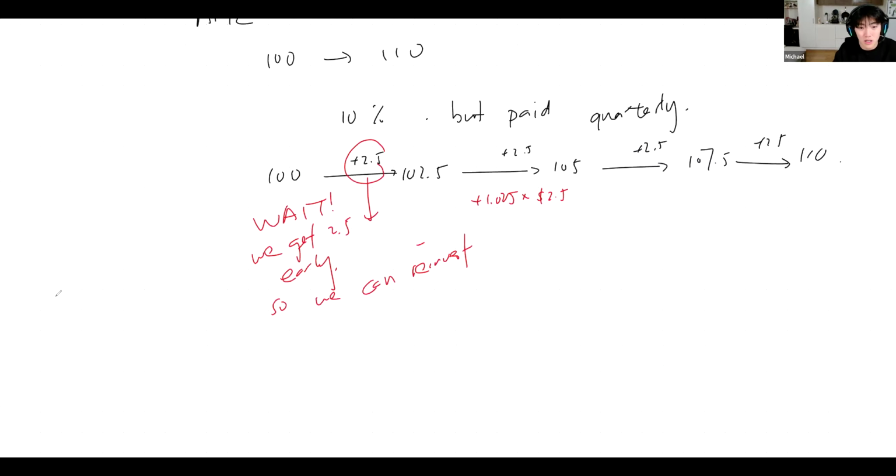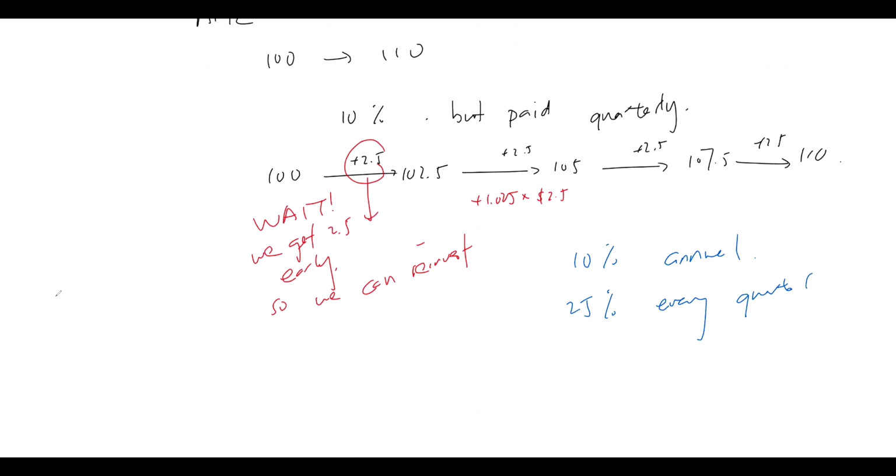So let's say every year we get 10% yearly, that means it will be 2.5% every quarter, right? Does that make sense to everyone?